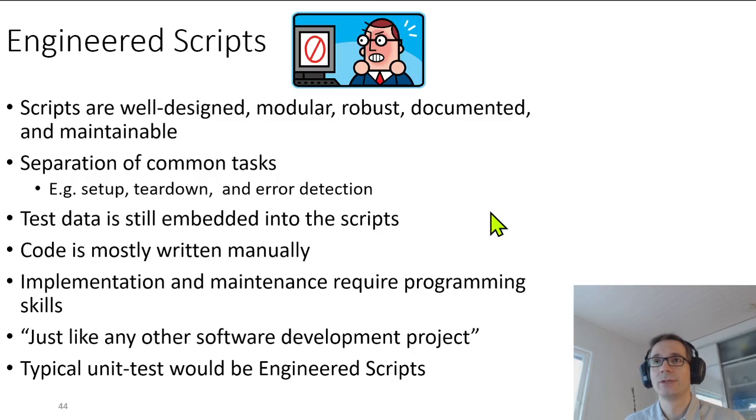So now we jump to the engineered scripts, and this is basically what you have been doing in the exercises with the white box and with the black box testing technique. So this is engineered scripts. So this is just like any other software development project. So you do some programming to do the test automation, and typically unit tests would be in the category of engineered scripts. So the scripts are sort of designed from the programming viewpoints.